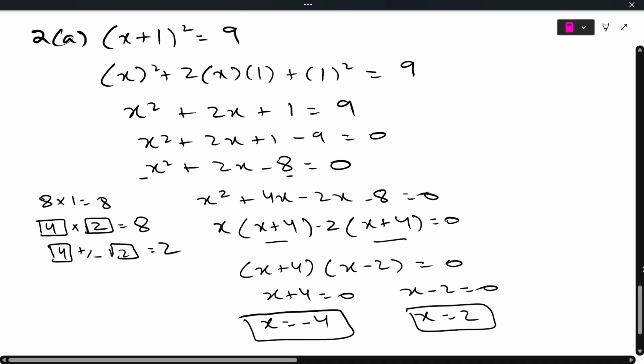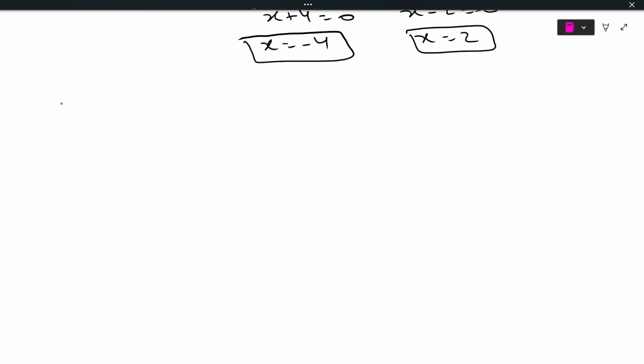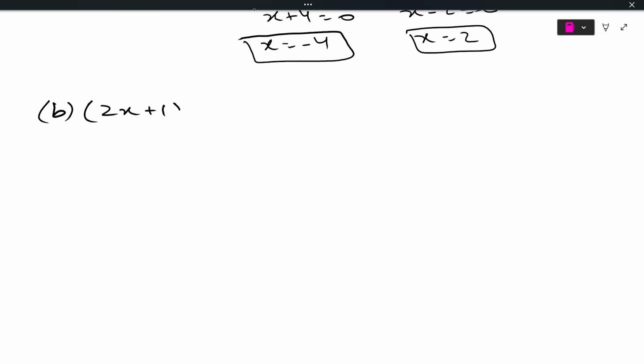Now let's look at part number B. So what does part number B say? That you have 2x plus 1 whole square is equals to 16. So this is our part number B. I'm also going to solve it, and then you can just cross check your answer with mine. So the question to part number B is 2x plus 1 whole square is equals to 16.